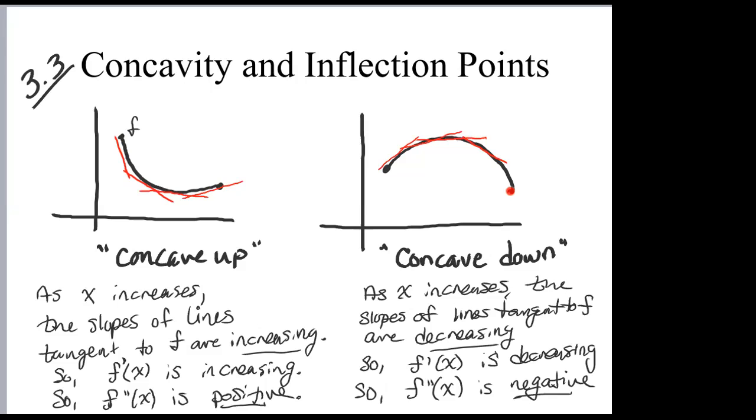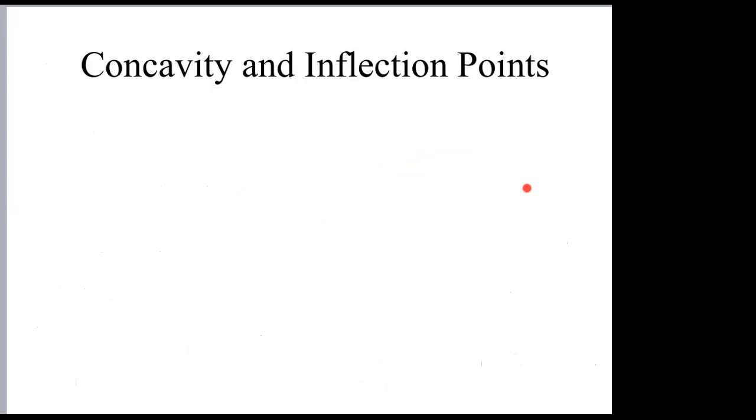So that is what happens when the second derivative is positive. This is what happens when the second derivative is negative. Graph is concave up when the second derivative is positive, concave down when second derivative is negative. What about when the second derivative is equal to 0? Let's talk about that.